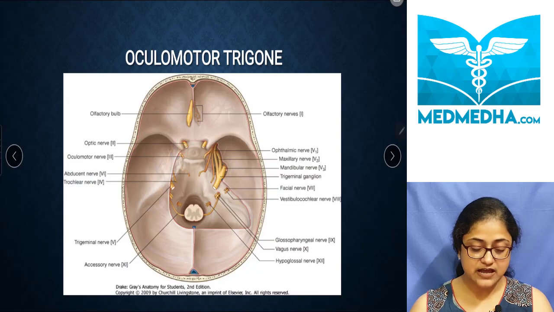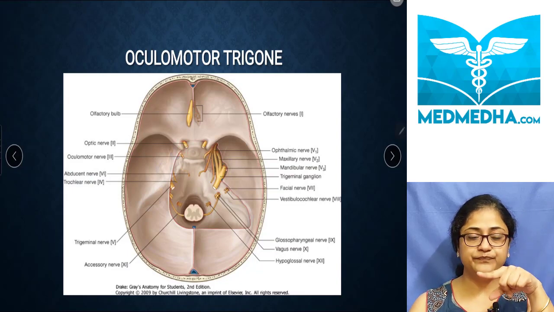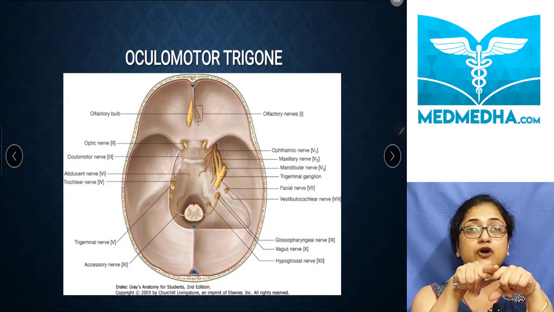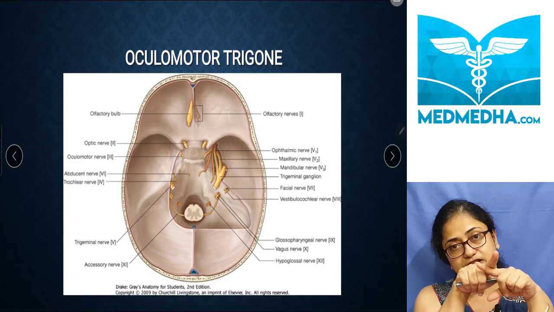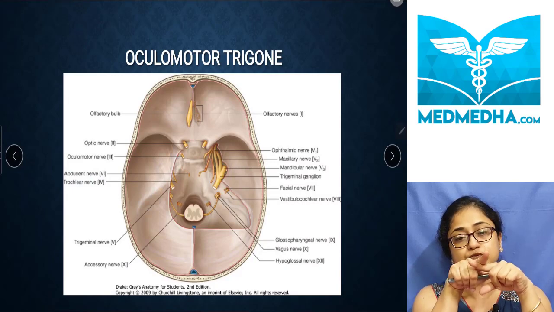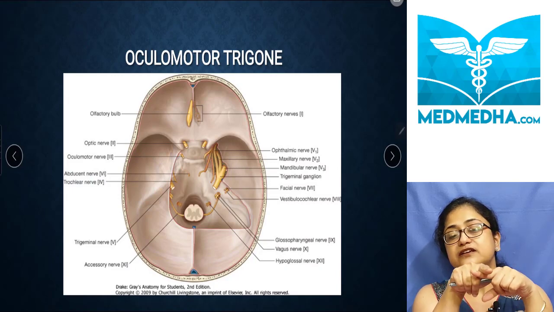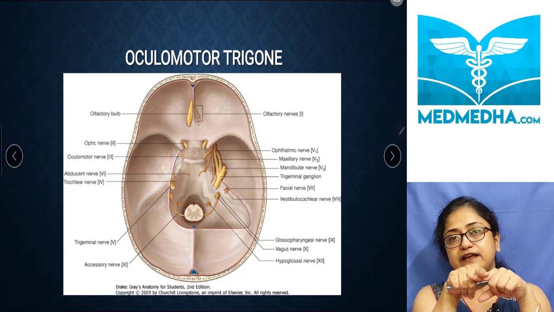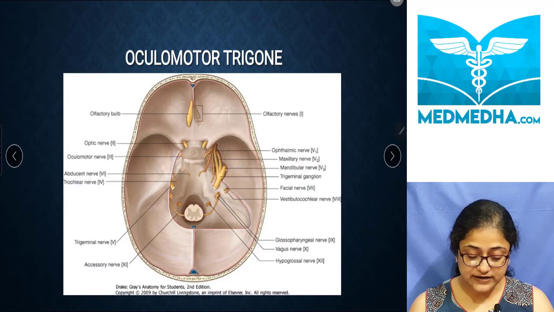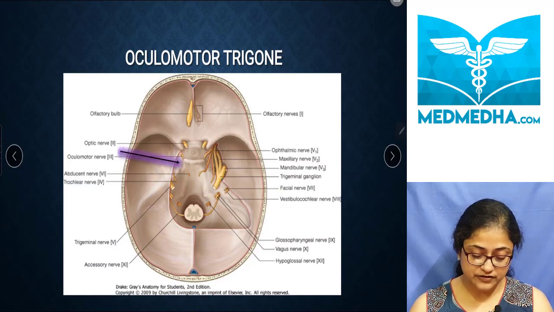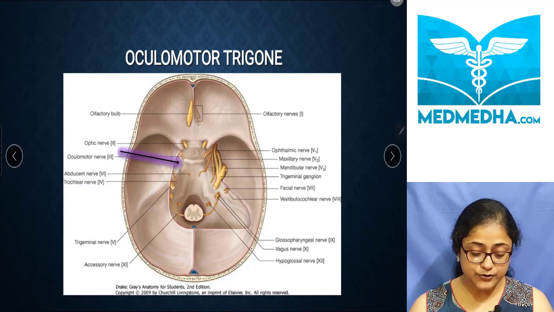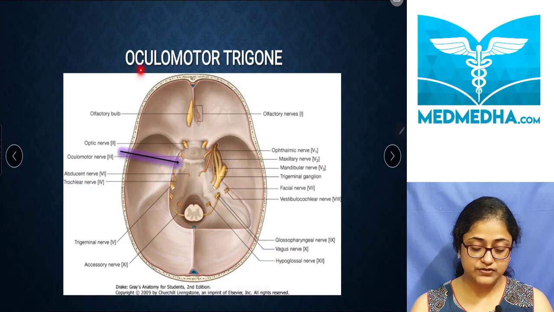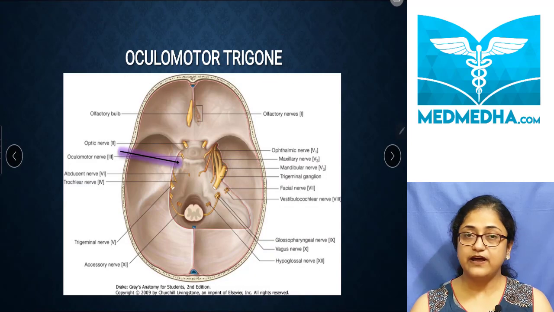So, in this process, the attached margin lies below and the free margin will cross on top of it to reach the anterior clinoid process. So, this is attached to the posterior clinoid process and this is attached to the anterior clinoid process. So, if you can see my two fingers here, where there is a crossing, there is a triangular area formed there. So, that triangular area which is formed here between the free and the attached margin, there the dura mater forms a triangular area which is known as the oculomotor trigon.